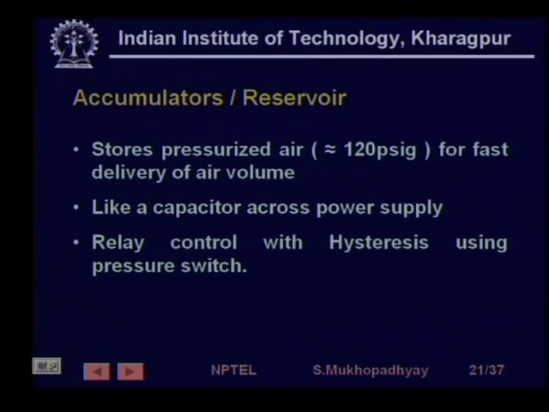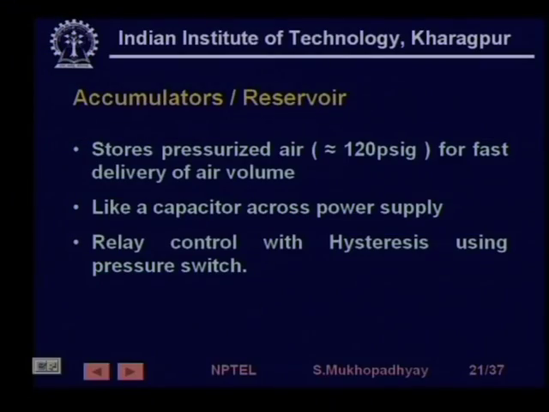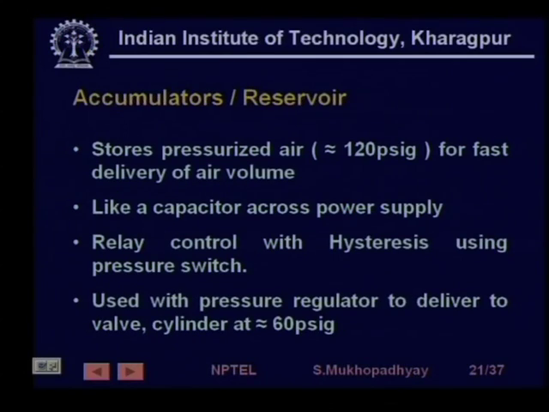Now, the pressure in the accumulator has to be controlled, because if air is really drawn from the accumulator at any time, then the pressure in the accumulator will fall, and then we need to make up for that loss of pressure and bring the pressure back to the standard one. That is typically controlled using a relay with hysteresis, and then used with a pressure regulator to actually deliver to the valve and cylinder at around 60 psig, which is a very typical figure.